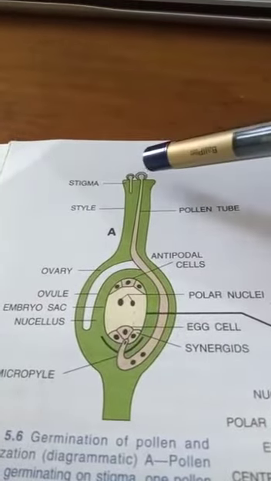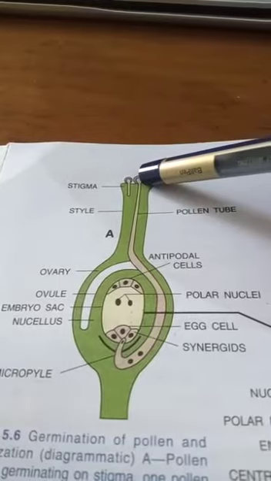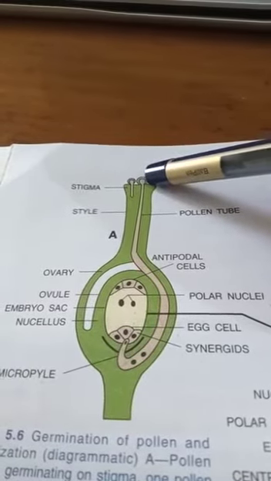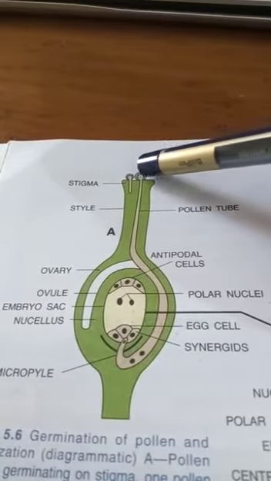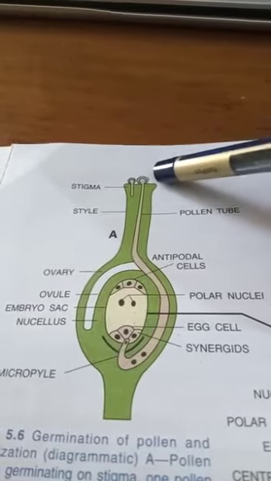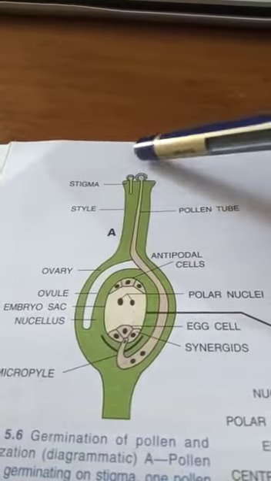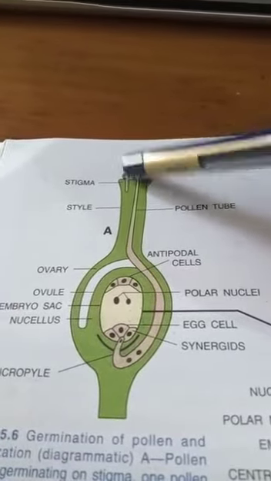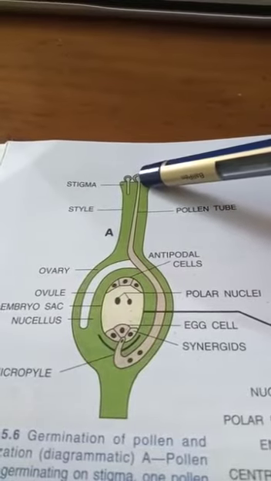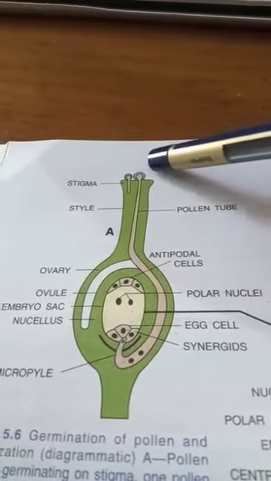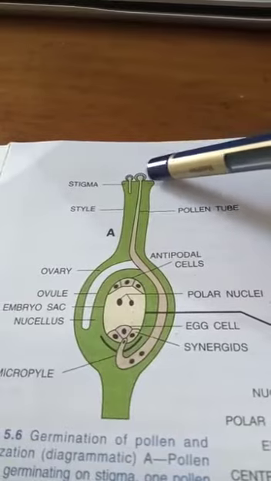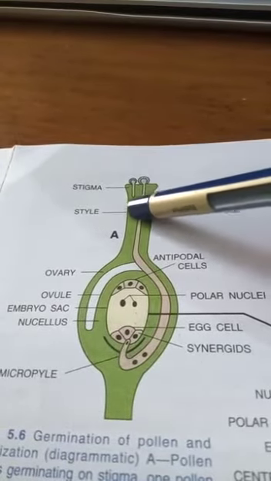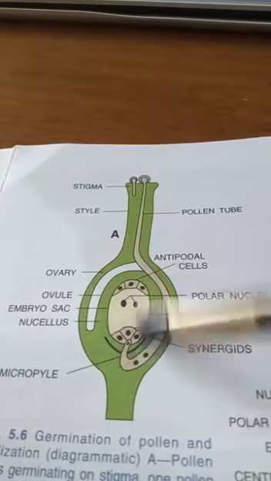Now what happens when the pollen grain reaches the stigma? Stigma secretes some sugary fluids. These pollen grains absorb that sugary fluid and swell up. These pollen grains are surrounded by 2 coverings. The outer covering is called exine and the inner covering is called intine. When they swell up, the outer covering exine ruptures and the inner covering intine comes out in the form of a tube. You can see this tube.